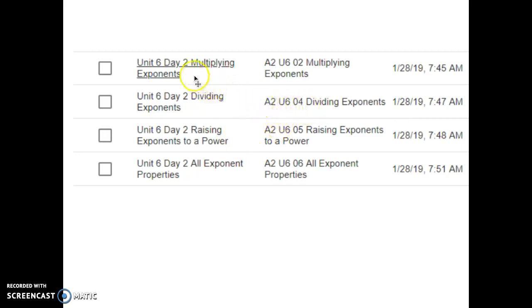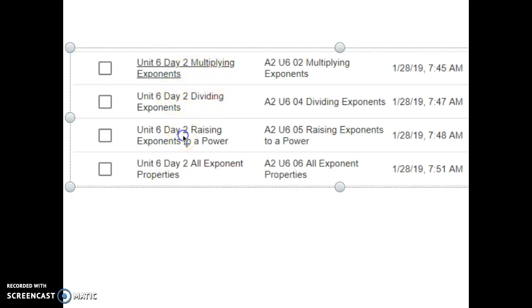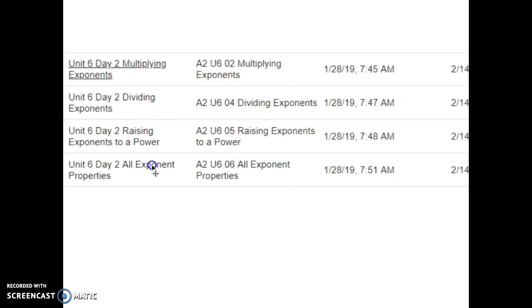Just as a reminder, the other day we did these CUDA works: multiplying exponents, dividing exponents, raising exponents to a power. Most of you probably on Monday got through multiplying and dividing, but maybe didn't get to raising exponents to a power. I'm going to show you a couple of things so that you can move on through that and also get to the all exponent properties brought together.